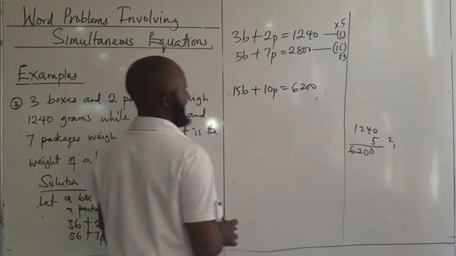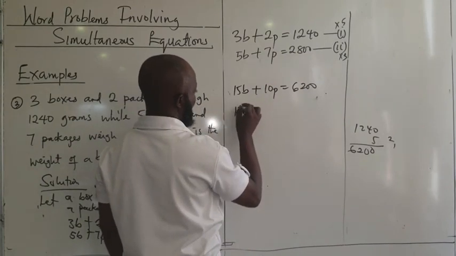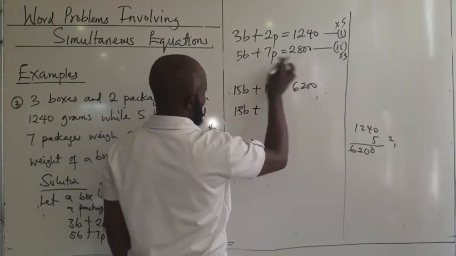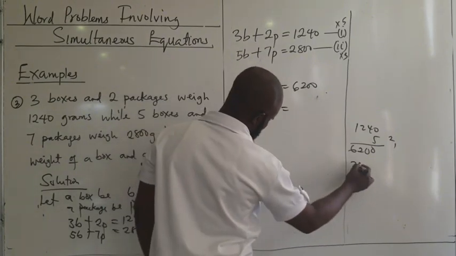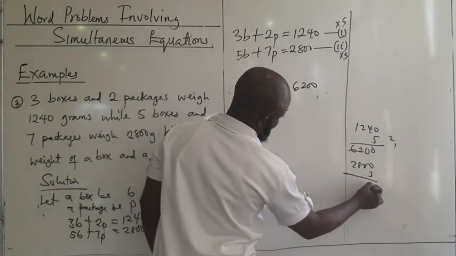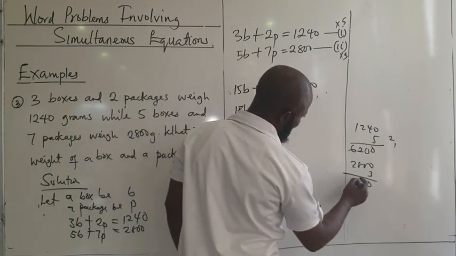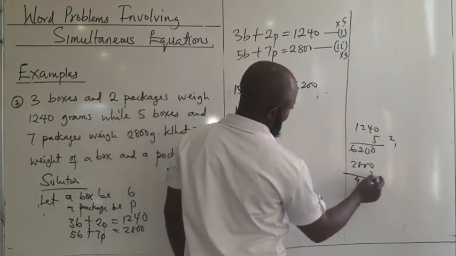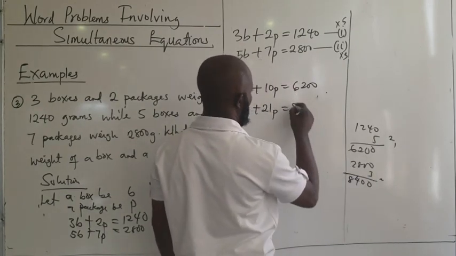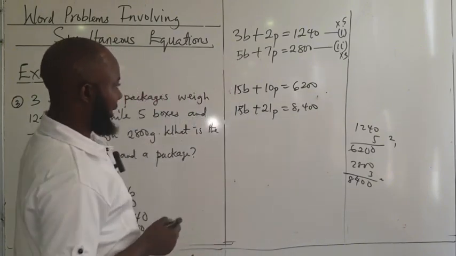Is that clear? So we have 3 times this, that gives 15B as well, plus 3 times 7, 21P, then 3 times 2,800. So this is 8,400. So we can now eliminate this.